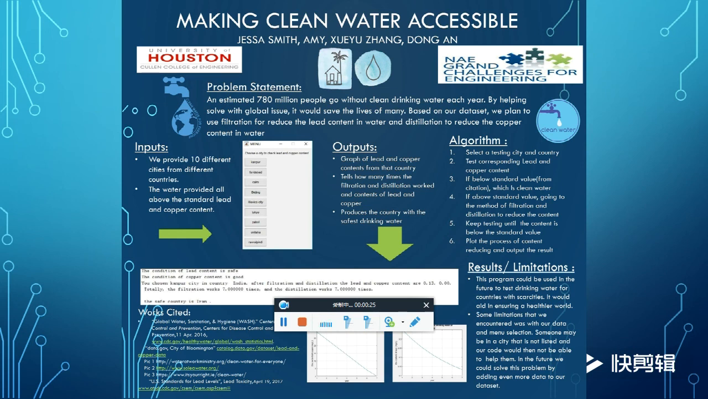Some limitations for this project: it would work more efficiently if we were able to just take a sensor and put it right in the water. That sensor would tell us the copper and the lead content. From there, we would just input that straight into our code. It would eliminate data error and user error that may occur if the person was just inputting it like now.